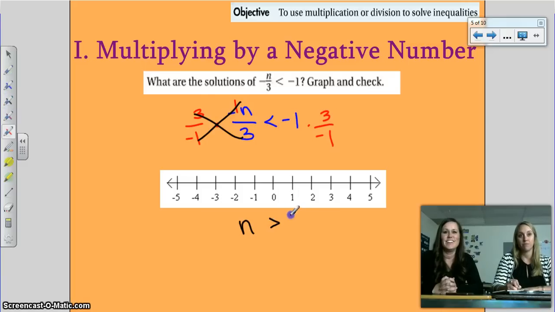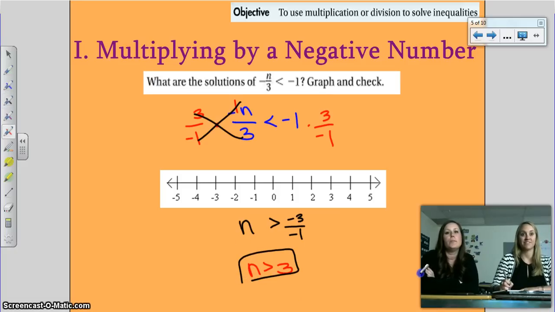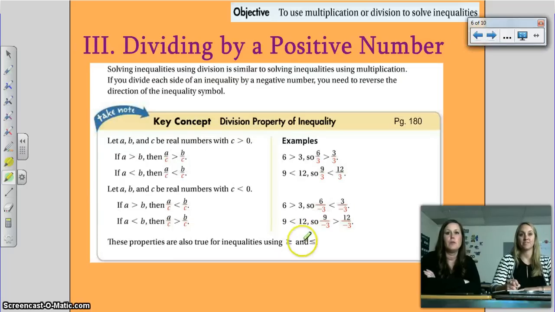-1 times 3 is -3, over -1. And then my sign is going to flip, right? Oh, you already flipped it. Sorry. All right, so open circle on 3. And n is greater than, so I'm going to shade all the stuff bigger than 3. Yep. 4 is bigger than 3. So shade that way. Mind blown.